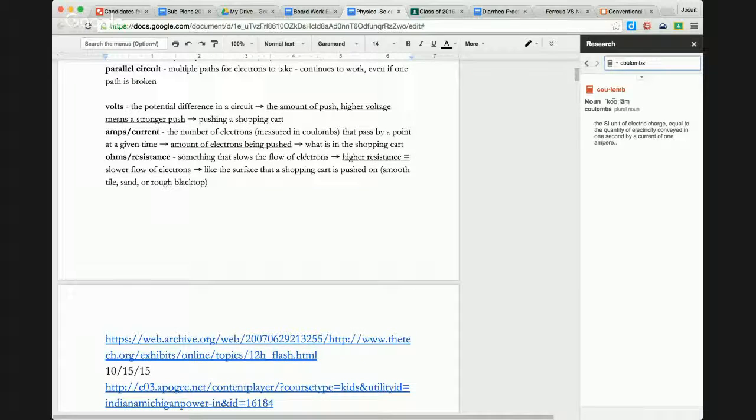The amps, if you use that shopping cart reference, is like how much is in the shopping cart. So it's the amount of electrons being pushed.